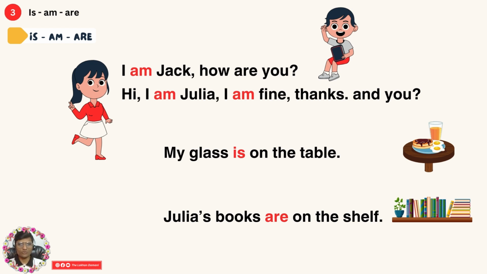So we have already used am, is, are, all of them. Here the preposition on is also used. When we have the preposition on, it means there is a surface. On a surface, we have something. So that's how we are going to use the preposition on. We will study prepositions in upcoming lessons.